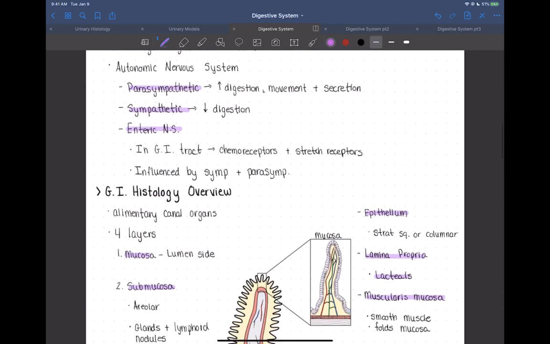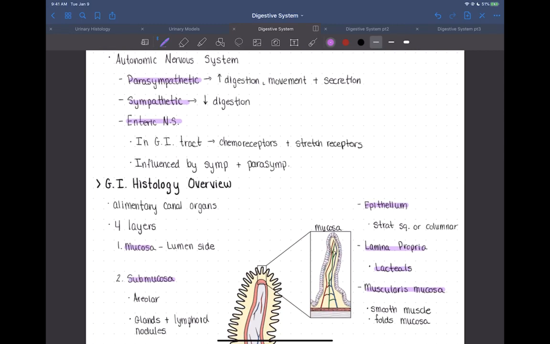So now let's talk about the nervous system part. With the nervous system, it's going to be the autonomic nervous system. You learned about this last semester. The parasympathetic nervous system is the rest and digest part. So when it's activated, digestion is going to increase, movement of the digestive organs is going to increase, and secretion of the digestive glands is going to increase. And then sympathetic is going to have the opposite effect, so it's going to decrease digestion, movement, and secretion.